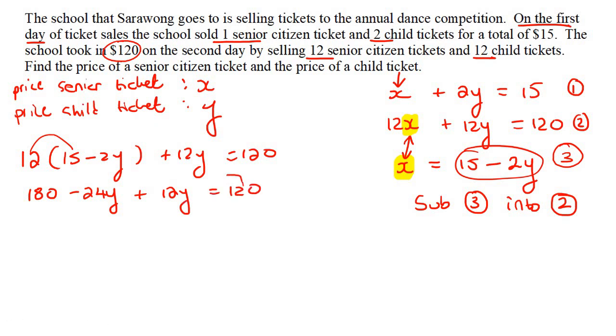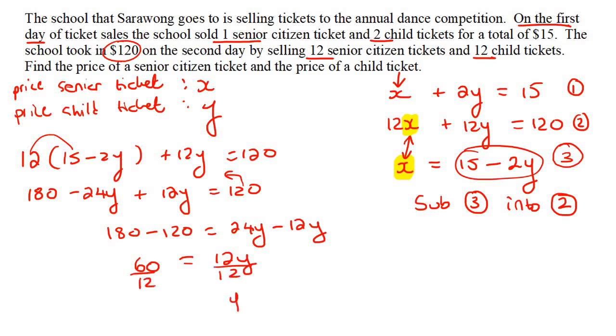And then you just need to solve however you want. So I'm going to take this 120 over to the other side, like that, and then I'm going to take the 24y over, so it'll become positive, the 12y will be negative, so we now end up with 60 is equal to 12y, divide both sides by 12, so y would be 60 divided by 12, which is 5. Okay, so we have y.